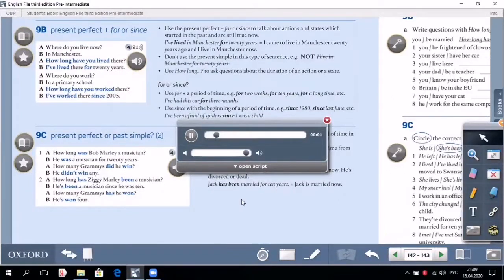4.21. Where do you live now? In Manchester. How long have you lived there? I've lived there for 20 years. Where do you work? In a primary school. How long have you worked there? I've worked there since 2005.